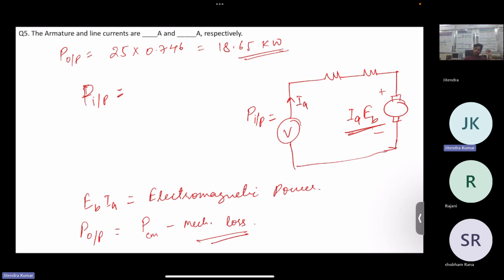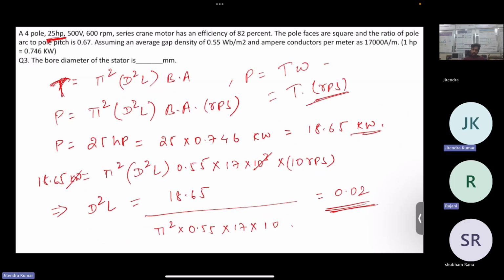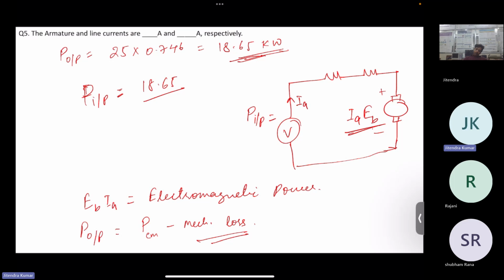So output power we knew, efficiency we are given. So input power will be 18.65 divided by efficiency, which is 0.82. That will come out to be 22.74 kilowatts. We have calculated input power.